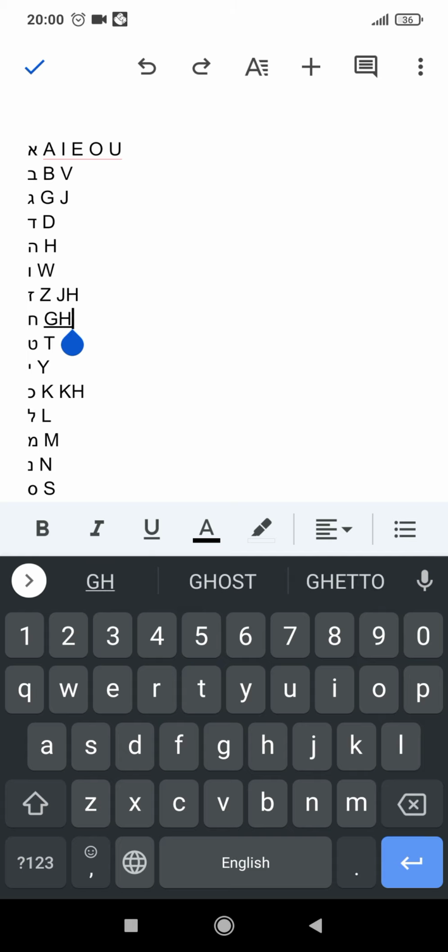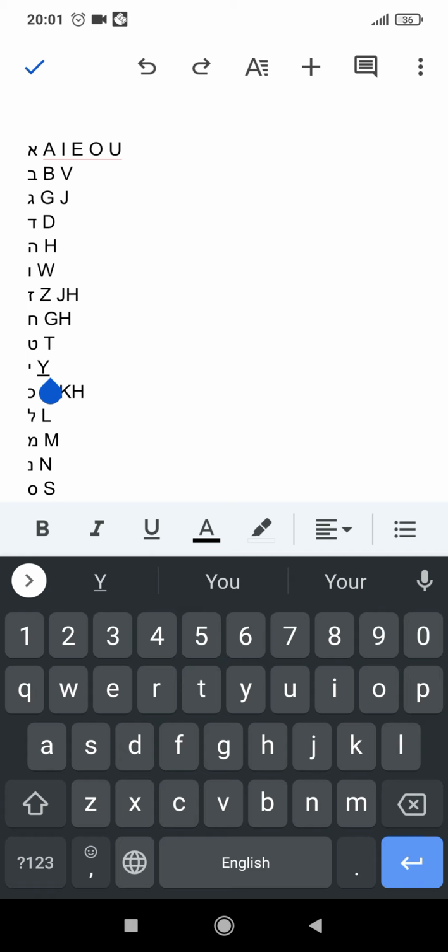This one would be a GH and this one would be a KH or a K, because if there is a little dot inside the Kaf, then it's pronounced K, like Kita. T is T, it's just T.